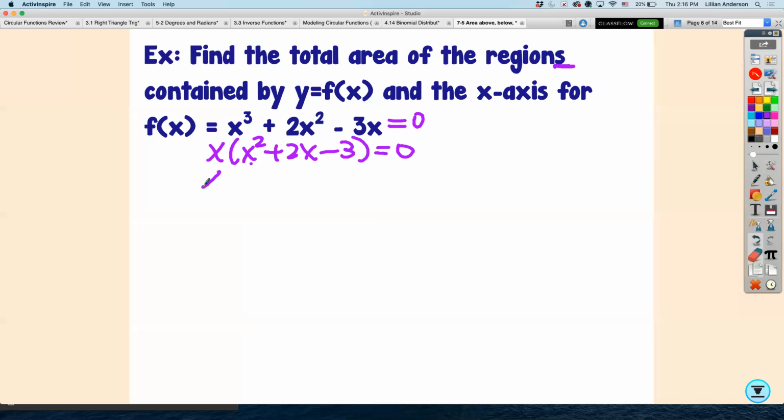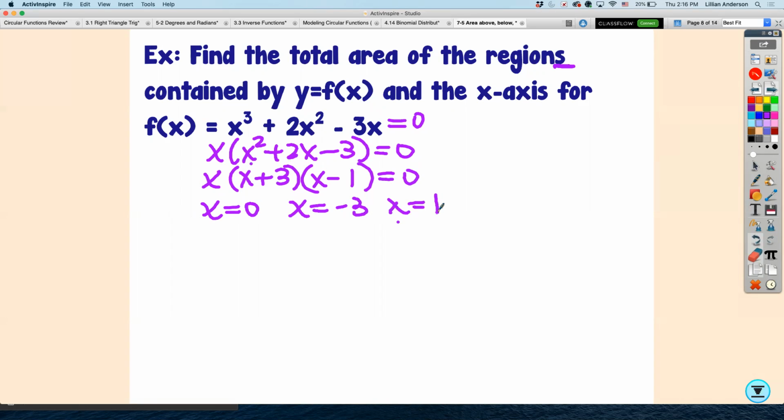Can I factor the inside? What two numbers multiply to give me -3 that add together give me 2? 3. And so my x-intercepts are at 0, -3, and +1.